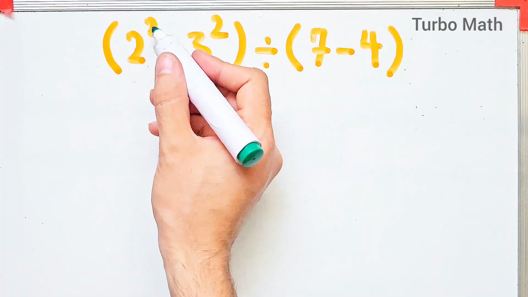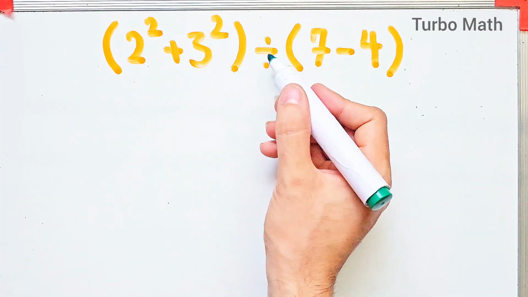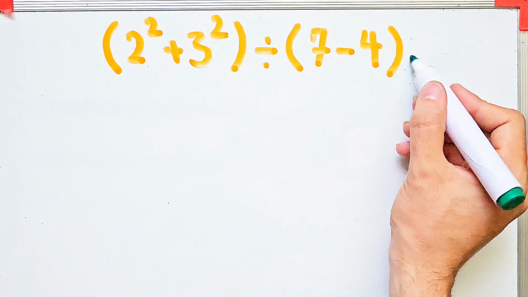(2 squared plus 3 squared) divided by (7 minus 4). Let's figure out the right answer together.